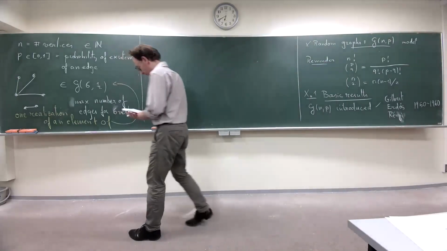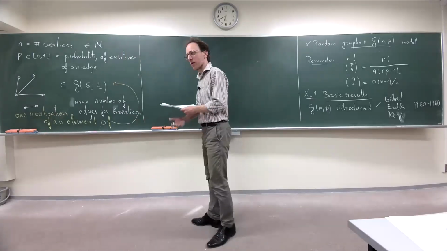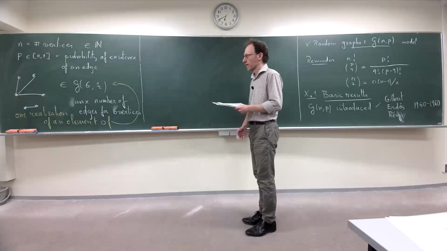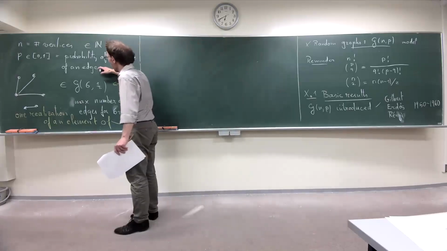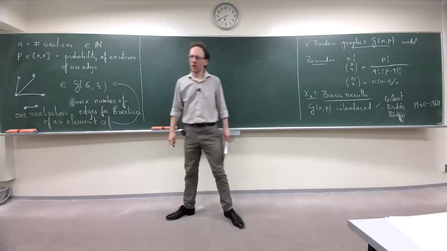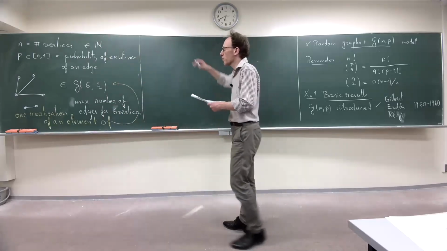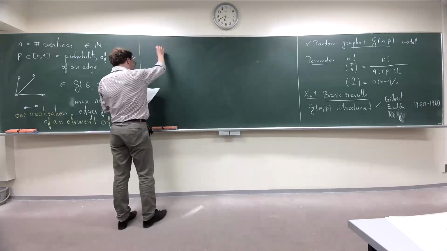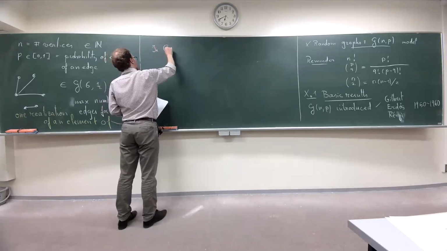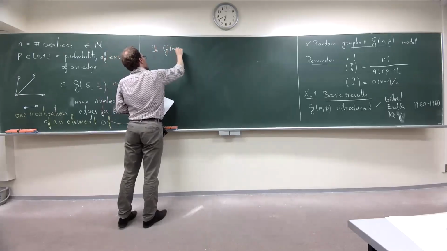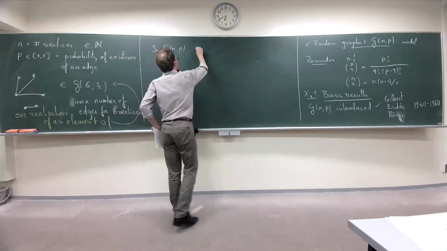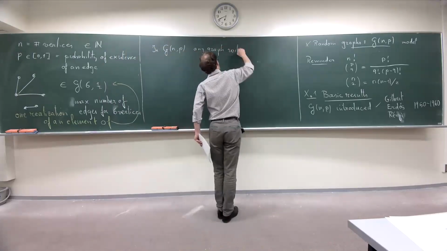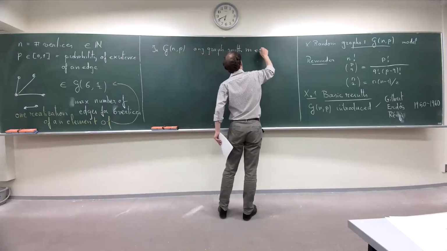So I'm going to state a few results. You take different edges independent. The probability for an edge is p, but it's independent for each of them. It's the same probability for each of them. So the first thing is, in this set G(n, p), any graph with m edges.